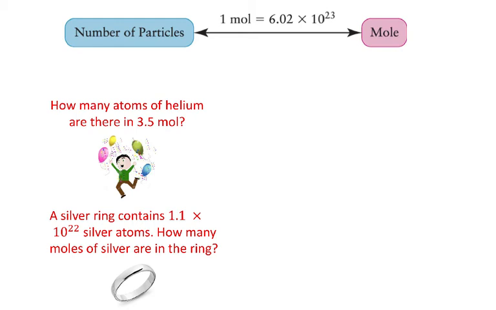So we haven't done these in a couple of chapters, but remember we always want to start with the measured quantity, which is given in the question as 3.5 moles. We're going to multiply by our conversion factor. In this case, we want into atoms.